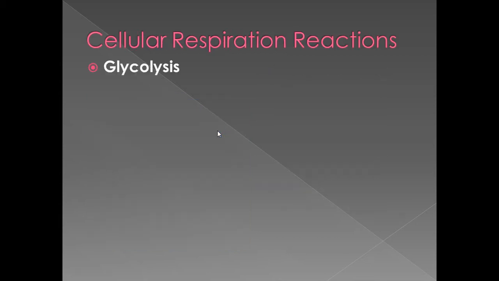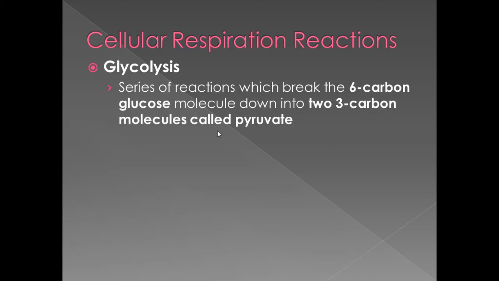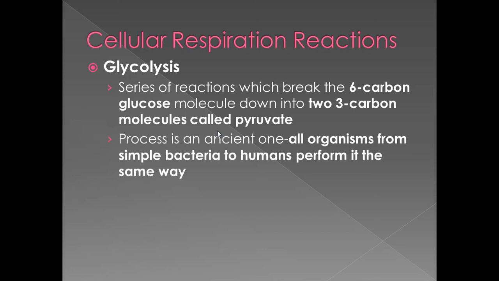That first part that happens before the molecules enter the mitochondrion is called glycolysis. This is a series of reactions which break the 6-carbon glucose molecule down into 2 3-carbon molecules called pyruvate. So you take a molecule that has 6 carbons and you essentially break it in half. You end up with 2 molecules that each have 3 carbons.